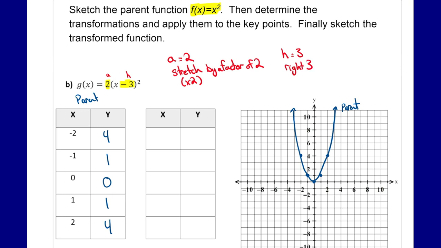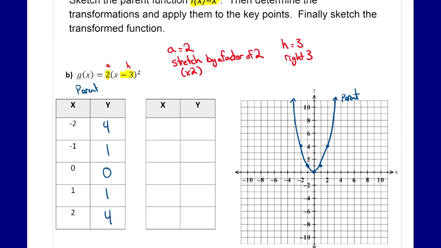So I'm going to go through and now come up with my table of values. In this case, the two transformations are affecting different components of our key points. The shift to the right affects the x value. When we talk about shifting to the left or right, that's talking about changing the x value of our points. Because it's saying to the right 3, each of our x values, we are going to add 3 to them.